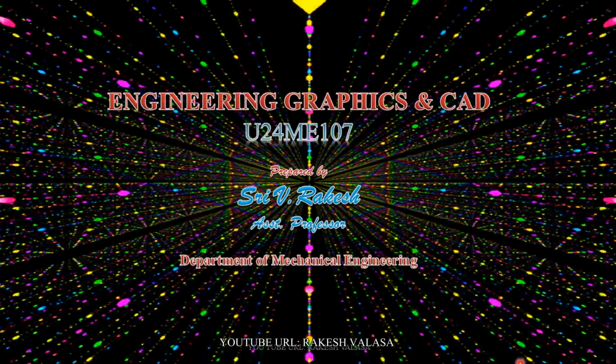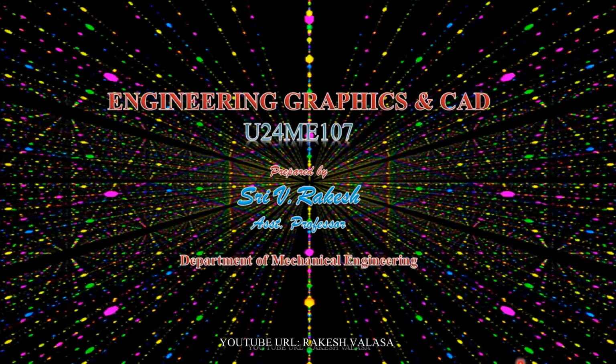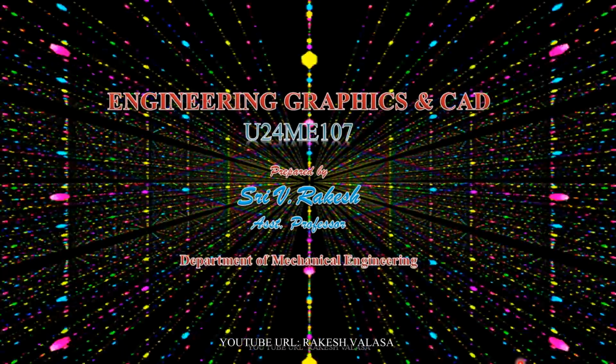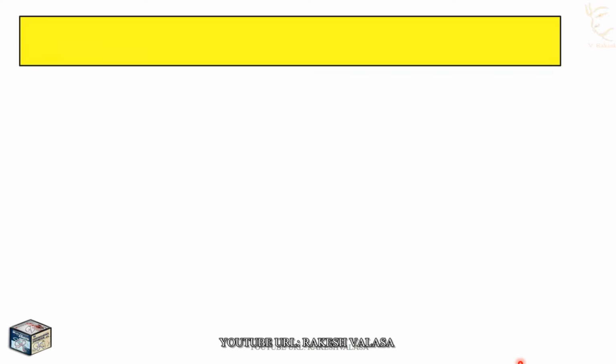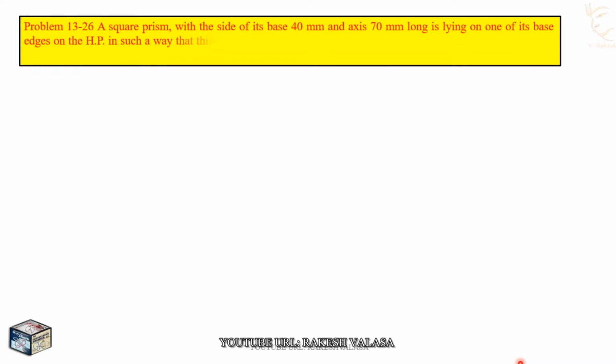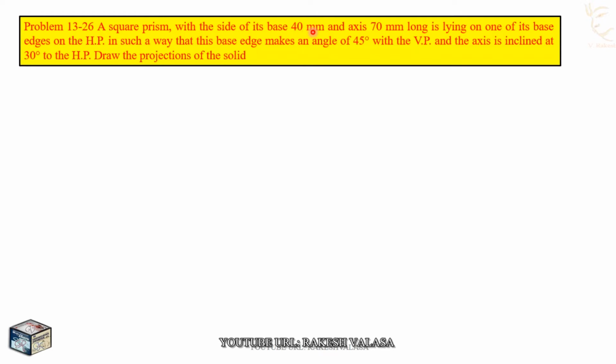In this video lecture, I am going to explain one problem in projections of solids inclined to both HP and VP. I have taken this problem from Engineering Drawing by N.D. Bhatt textbook. Problem number 13.26. A square prism with the side of its base 40 mm and axis 70 mm long is lying on one of its base edges on the HP in such a way that this base edge makes an angle of 45 degrees with the VP and the axis is inclined at 30 degrees to the HP. Draw the projections of the solid.